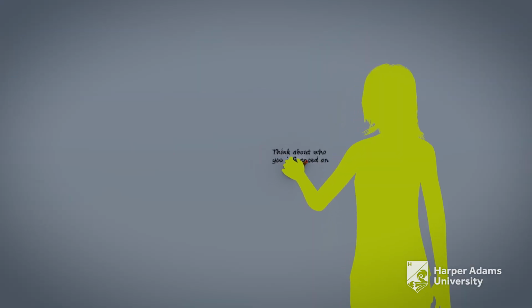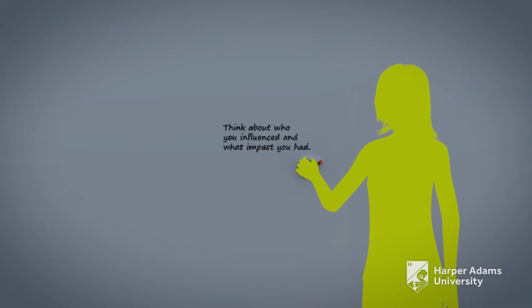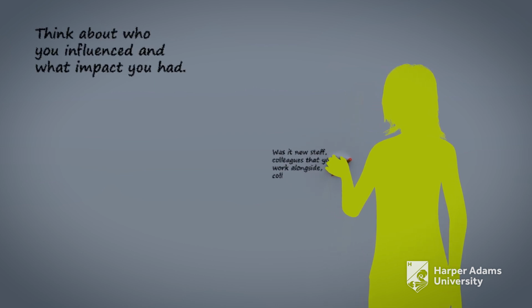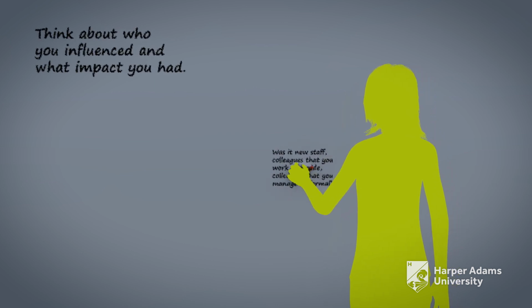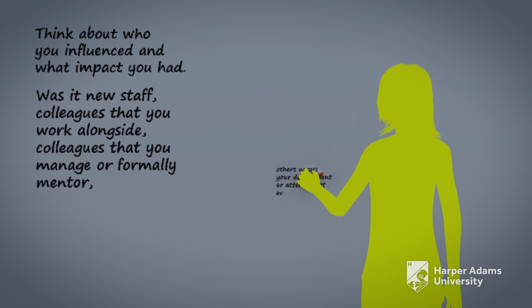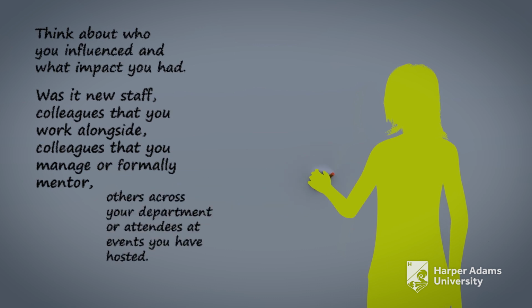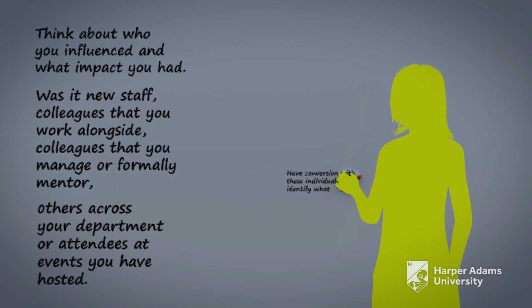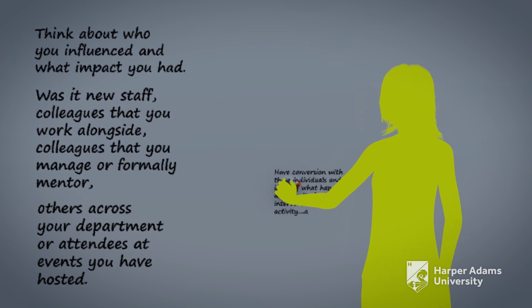Next, you will need to describe your influence. Think about who you influenced and what impact you had. Was your influence on new staff, colleagues that you work alongside, colleagues that you manage or formally mentor, others across your department, or attendees at events that you've hosted? Have conversations with these individuals and identify what happened as a result of your intervention, support, or activity, and perhaps collect their quotes.